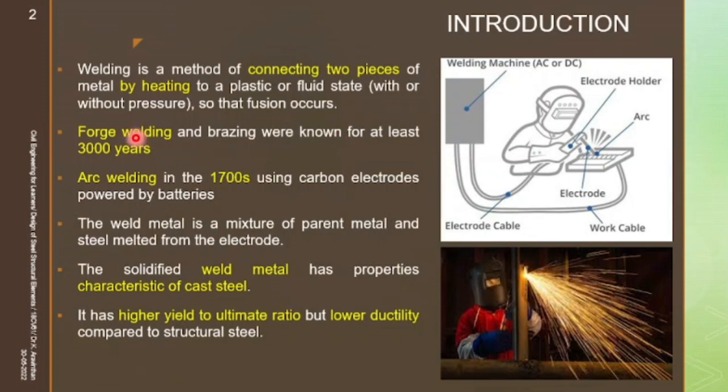Forge welding is a type of welding known for 3000 years, and arc welding has existed since the 17th century. So slowly the welding is being improved. It has a higher yield to ultimate strength ratio but lower ductility. You are using one weld material, isn't it? This is the weld material you are going to use, and it will generally have a higher yield to ultimate ratio and lower ductility.